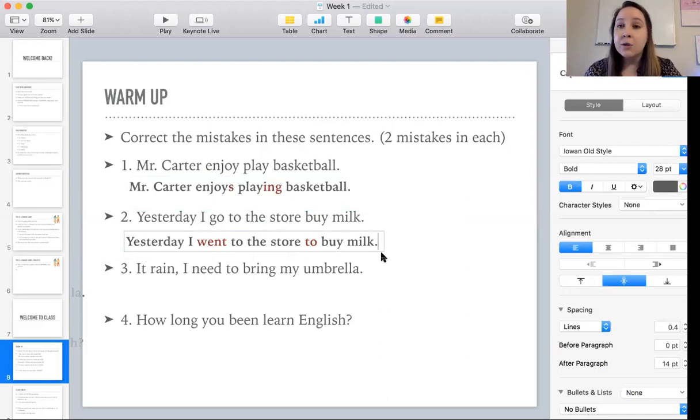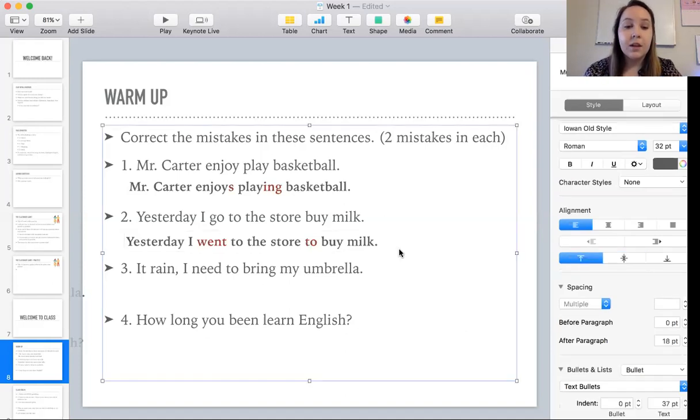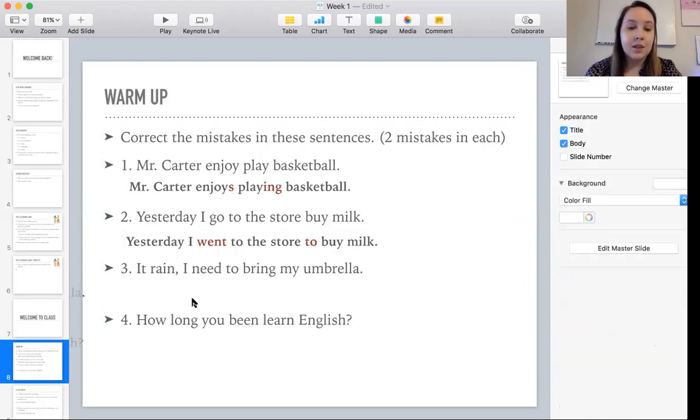So why did he go to the store? To buy milk. Why do you go to school? To learn English. So we need that to. Yesterday, I went to the store to buy milk.